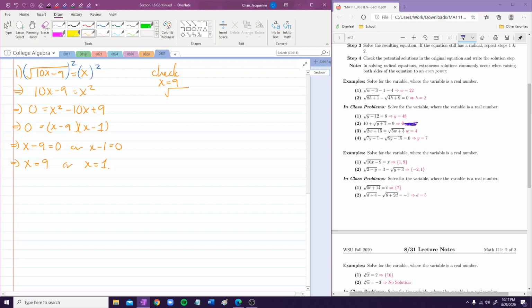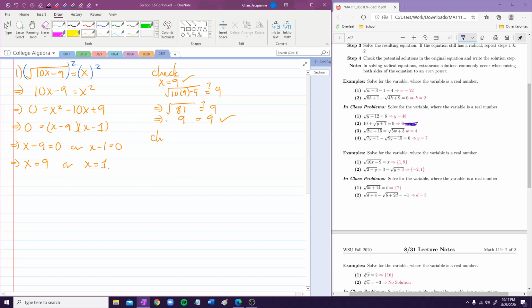So we have the square root of 10 times 9 minus 9. Does this equal 9? Okay, so 10 times 9 is 90. 90 minus 9 is 81. Does this equal 9? The square root of 81 is 9 because 9 squared is 81. Right, so 9 equals 9. So we know that x equals 9 is a solution.